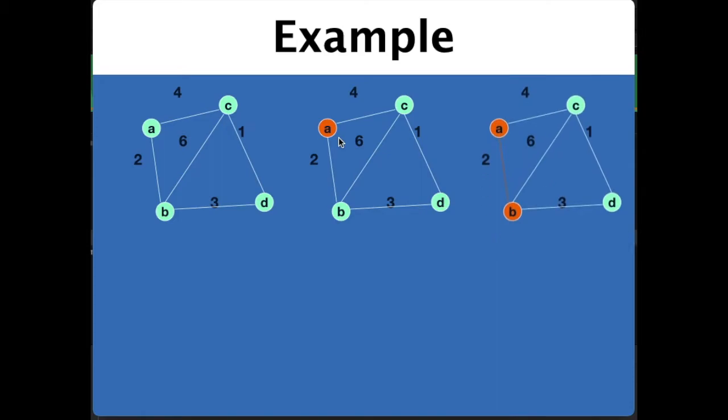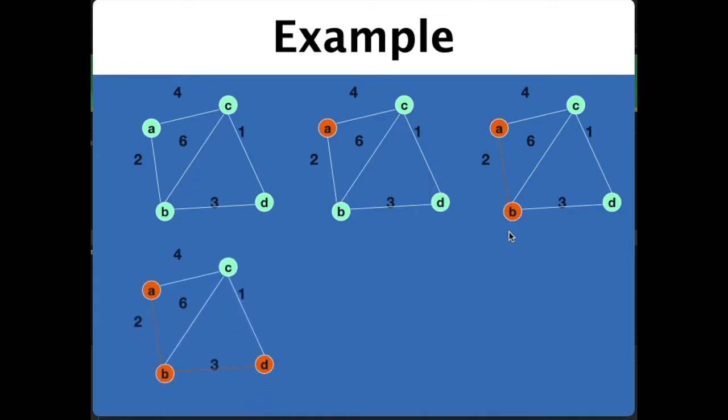So pagka dumating sa T sub 2, we need to identify yung vertex na closest sa A. In this case, we only have 2 options. We can either include C or we can include B, but since B has an edge weight equal to 2, then we choose to include B. So in this case, we are greedily choosing B to be part of T sub 2.